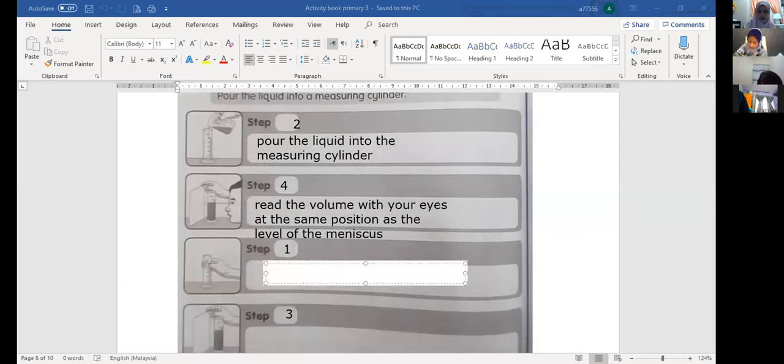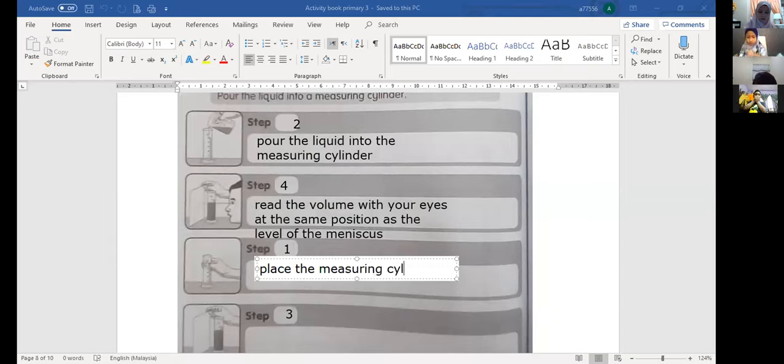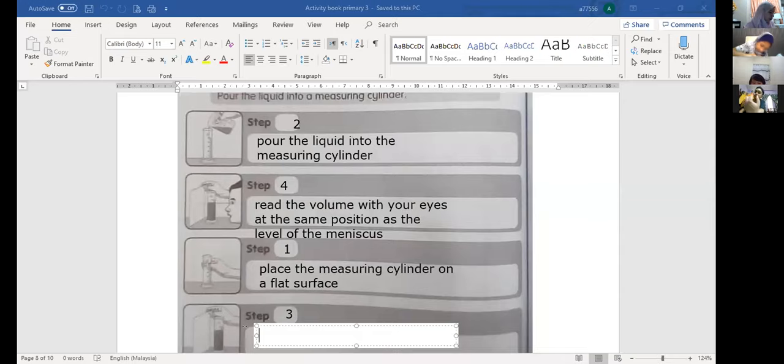and okay, and this picture is, place the measuring cylinder on the flat surface. Place the measuring cylinder on a flat surface. And last picture, you have to hold a piece of white paper behind the measuring cylinder.